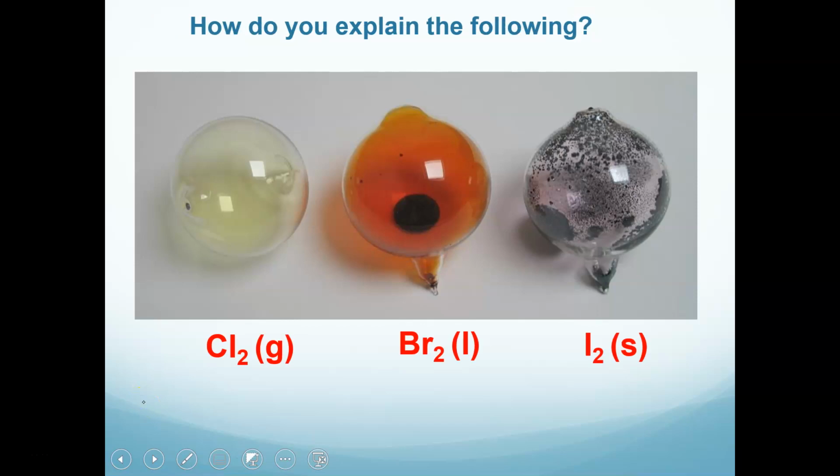Okay, let's look at another trend. And for this one, we have 3 different molecules, and they're all halogens. Remember, halogens like to exist in pairs. One thing that we see is at room temperature, chlorine exists in the gaseous phase, bromine is a fuming liquid, and iodine is a solid.